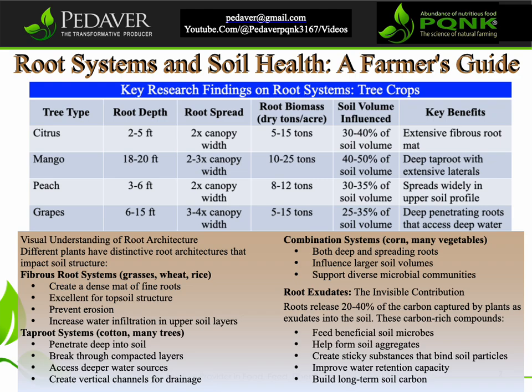Mango: 18 to 20 feet, 2-3x canopy width, 10 to 25 tons, 40 to 50% of soil volume. Deep taproot with extensive laterals. Peach: 3 to 6 feet, 2x canopy width, 8 to 12 tons, 30 to 35% of soil volume. Spreads widely in upper soil profile.